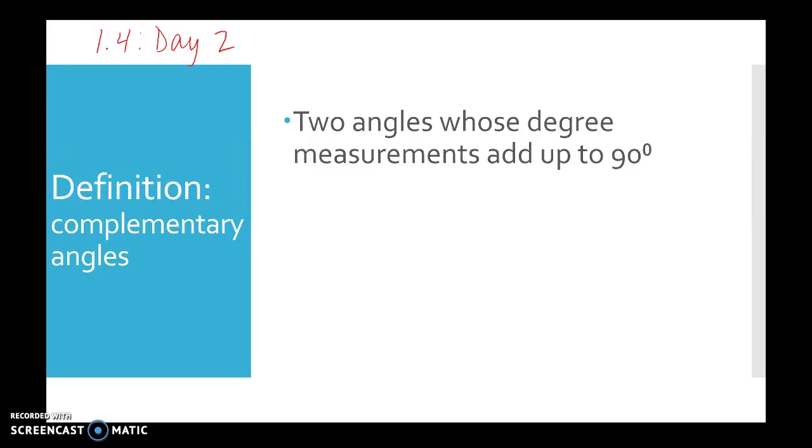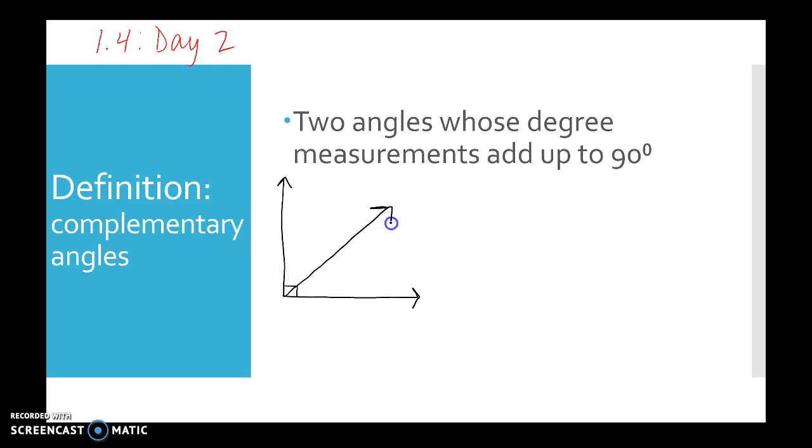Okay, so to finish up our notes for section 1.4, we have two more definitions to look at. First, complementary angles. Two angles whose degree measurements add up to 90 degrees. Okay, so let's look at the first example. I know when I put that symbol in there, that means those two rays are perpendicular. And I know the measure of that angle is 90 degrees.